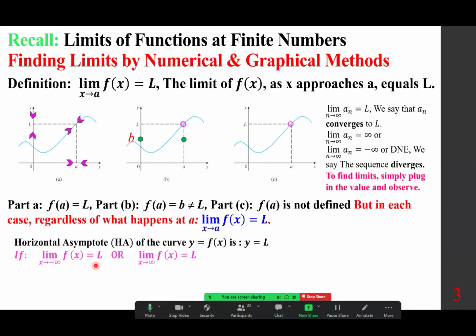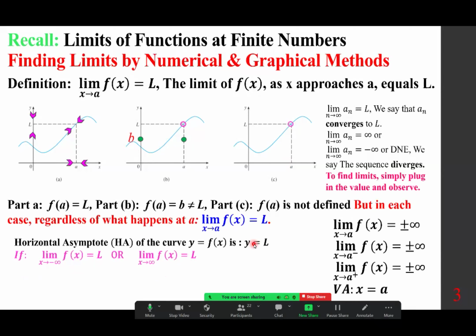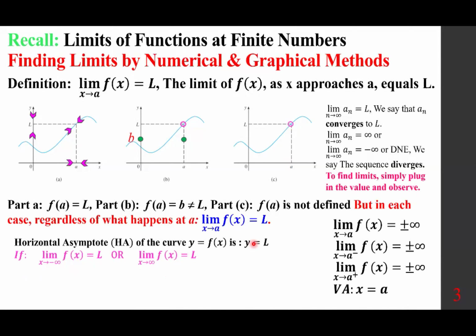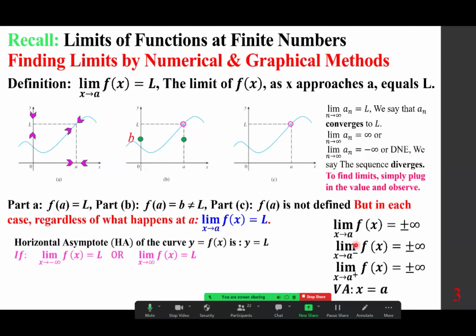As far as horizontal asymptotes, the definition is that if the limit of f of x as x approaches negative infinity is L, or the limit of f of x as x approaches positive infinity is L, then the line y equals L represents the HA, short for horizontal asymptote. In the case of a vertical asymptote, if the limit of f of x as x approaches either a, or a from the left, or a from the right is either negative or positive infinity, then the line x equals a is the VA, vertical asymptote.